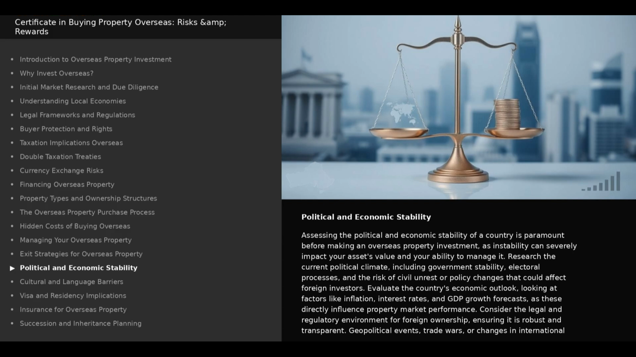Consider the legal and regulatory environment for foreign ownership, ensuring it is robust and transparent. Geopolitical events, trade wars, or changes in international relations can also have ripple effects on local markets. Diversifying across politically stable regions can mitigate some of these risks. Always stay informed through reputable international news sources and expert analyses. A stable environment provides a more secure foundation for your investment.